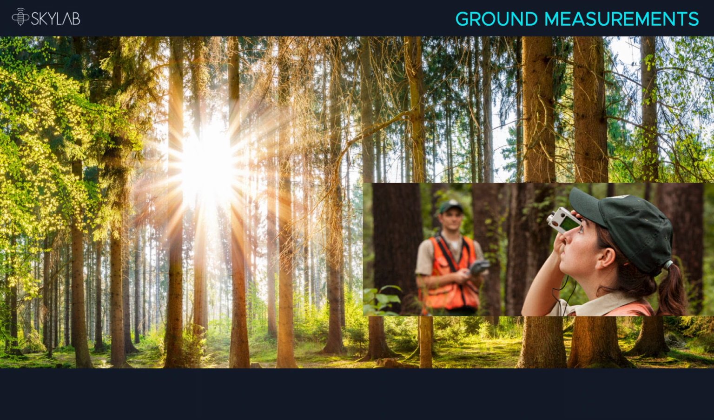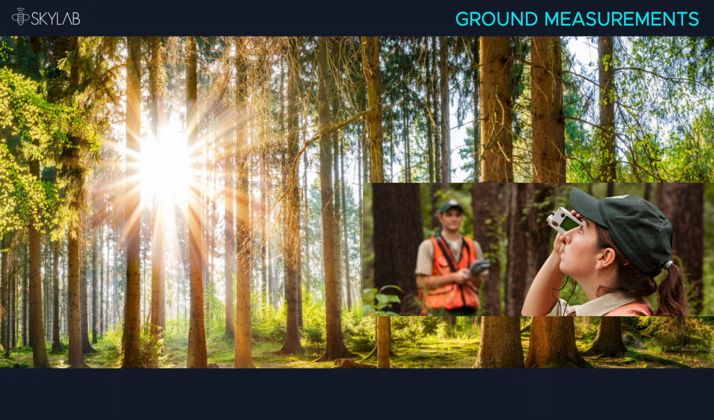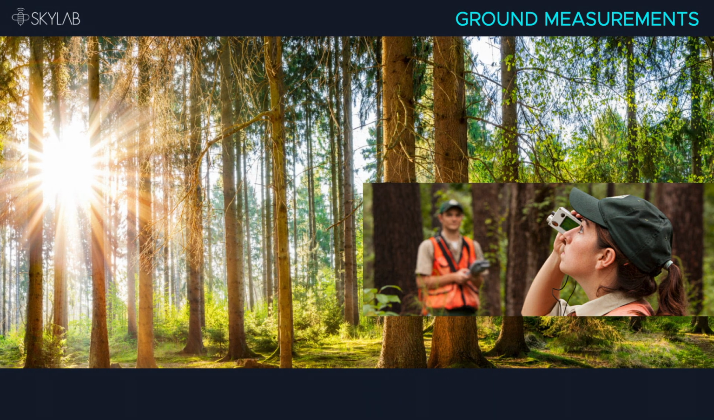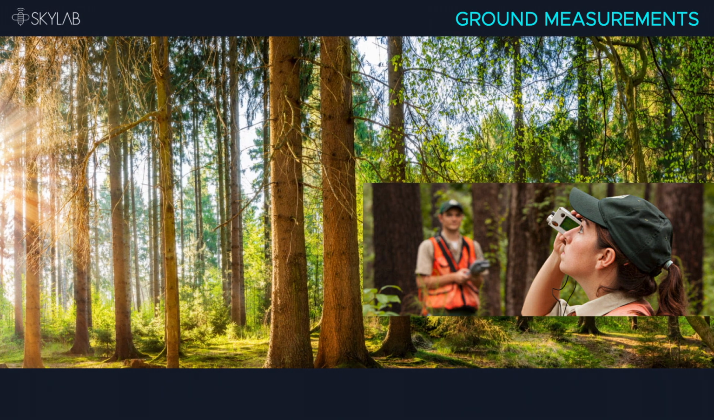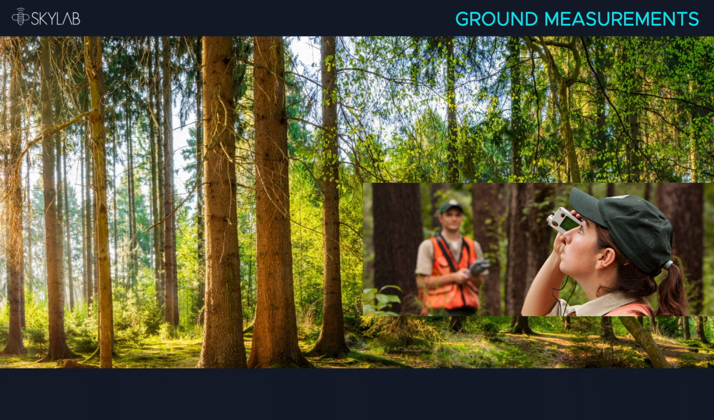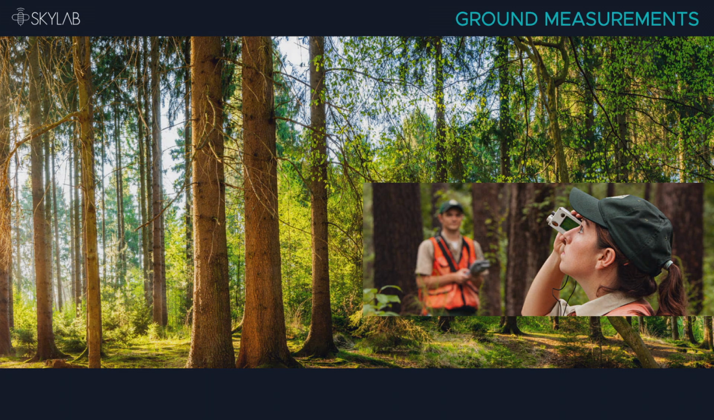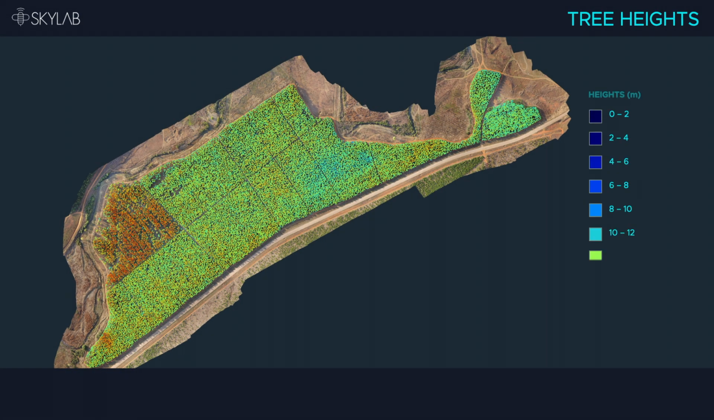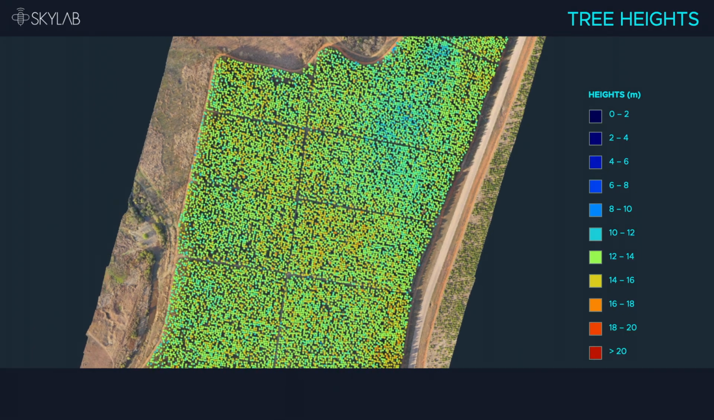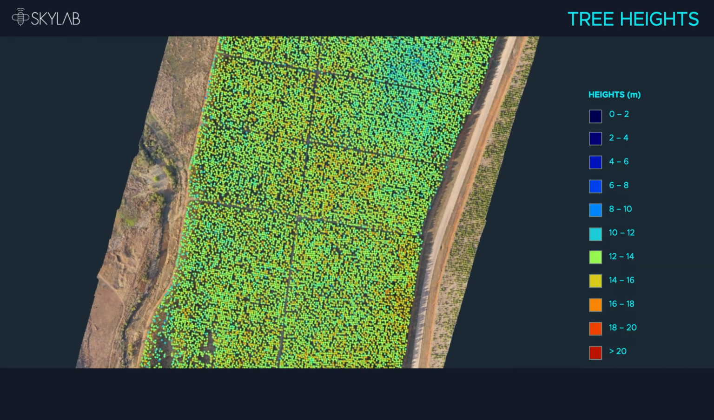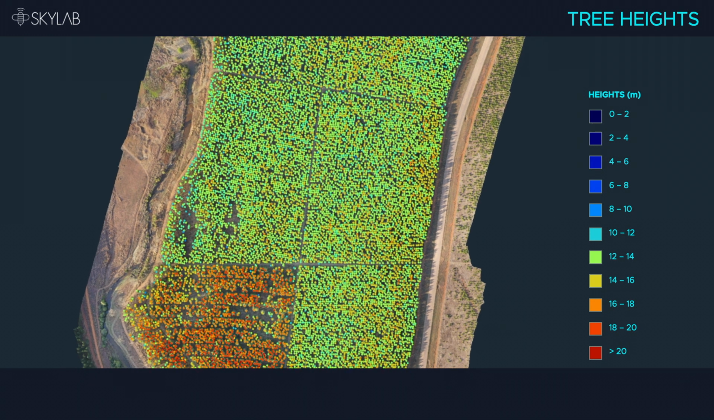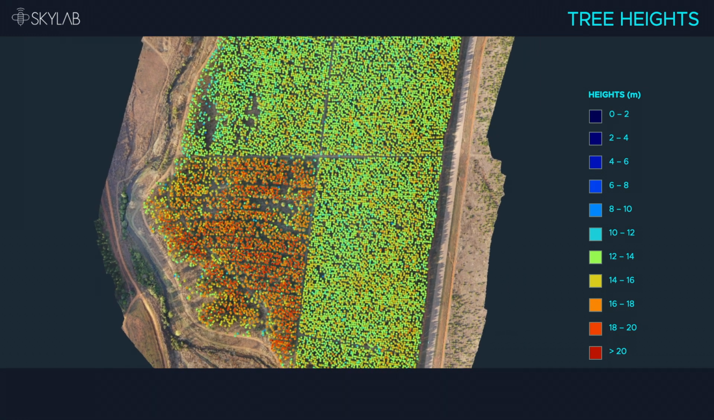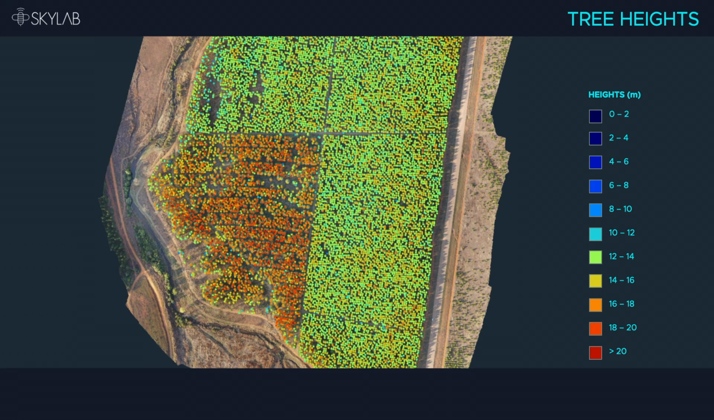When conducting terrestrial surveys, measuring tree heights based on sample plots alone may or may not be a reliable indication of the growth dynamics across the whole stand. Using photogrammetry, or structure from motion, based on data collected by drone or plane, we at SKYLAB are able to create a tree height model that accurately measures the height of every single tree in the stand.